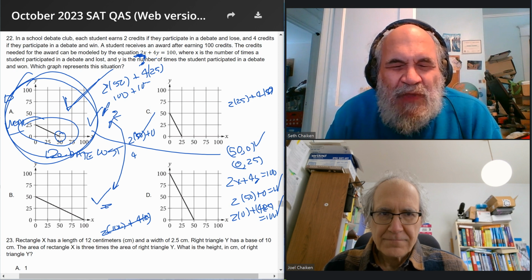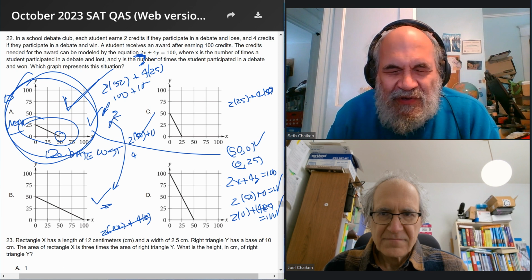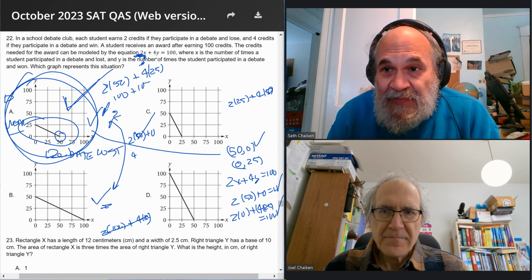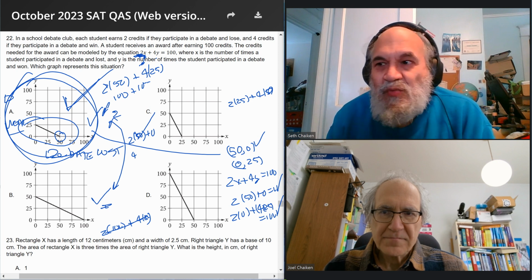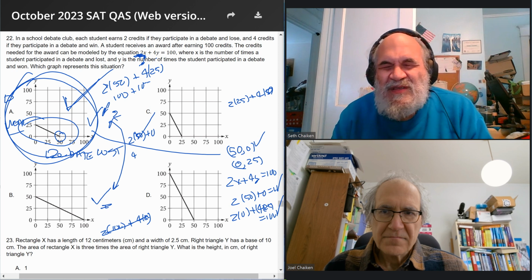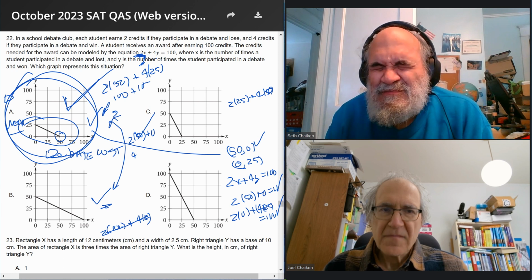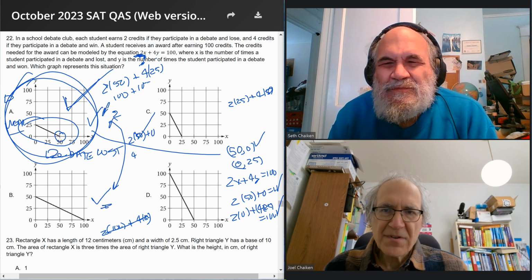When you know both intercepts, then you know exactly what the line is. When you know the slope, you don't know what the line is. So the line is determined by one slope and one intercept, or by the two intercepts.